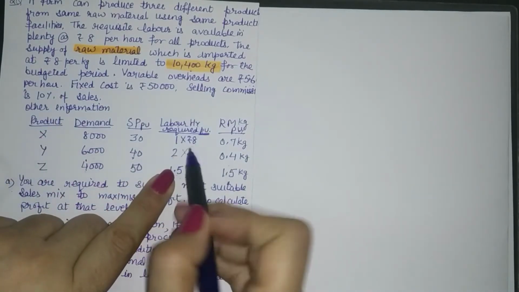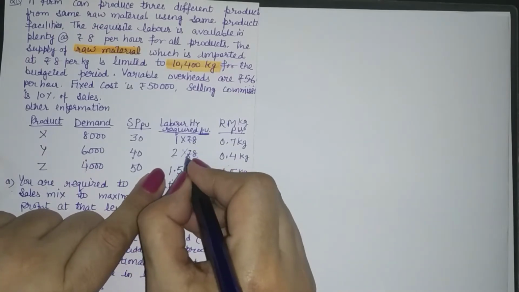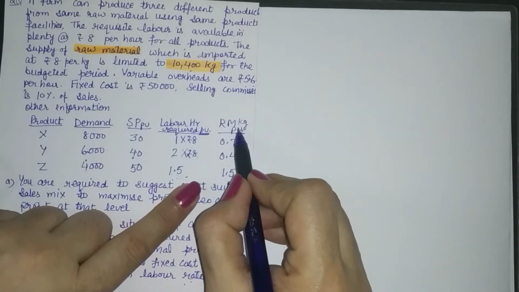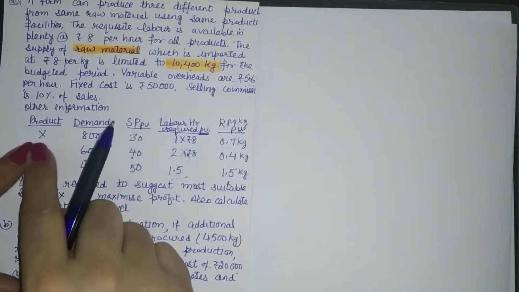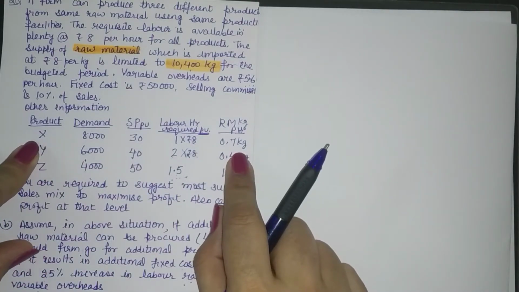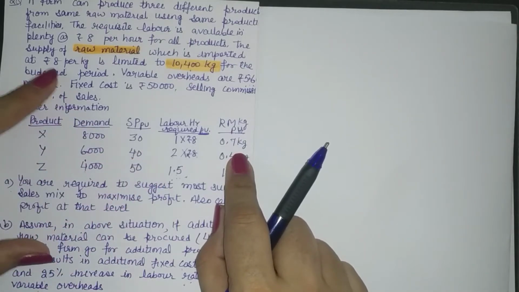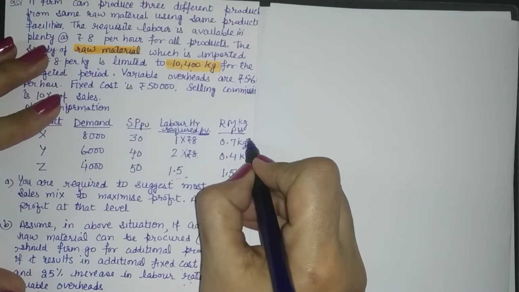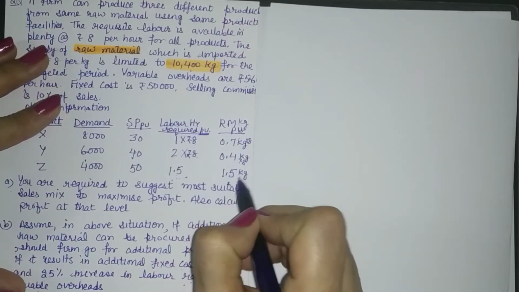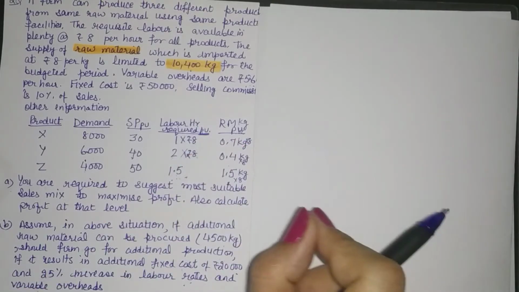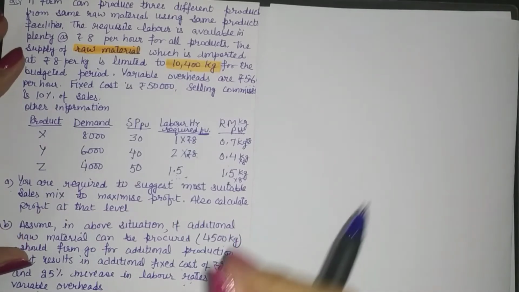But for Y, you will have to spend how much? 16 rupees at the rate of 8. And herein you will have to spend 12 rupees, right? Then raw material use is also given per unit. That is, in order to produce 1 unit of X, 0.7 kilogram raw material is being used. So raw material cost is going to be, because raw material cost is 8 rupees per kilogram, 0.7 into 8, Y 0.4 into 8, and this is 1.5 into 8. So we'll have to calculate the cost, because we are not given the cost. We are given material utilization, we are given material cost per kilogram. Per unit is not given, so per unit calculation will be done.